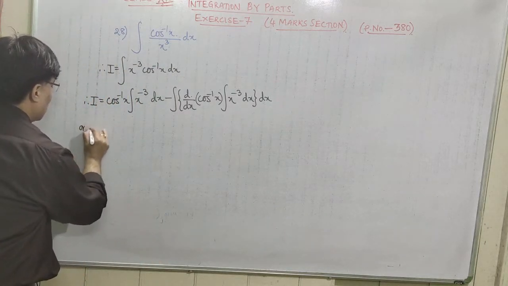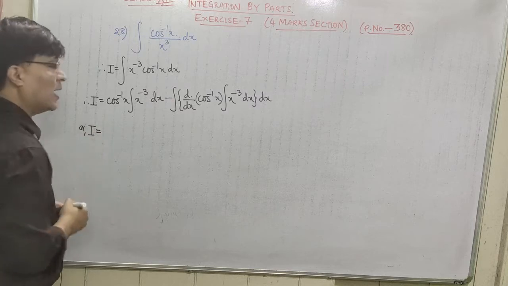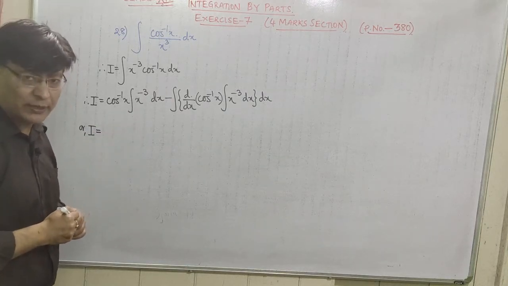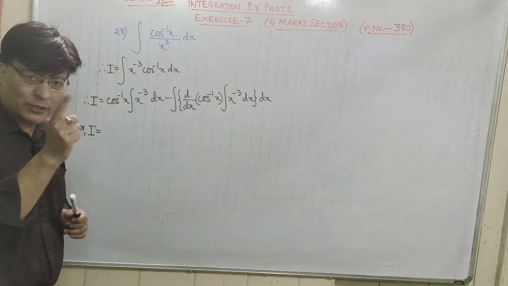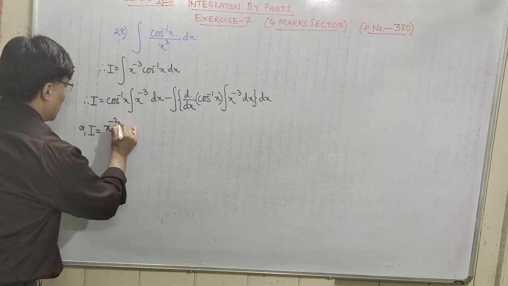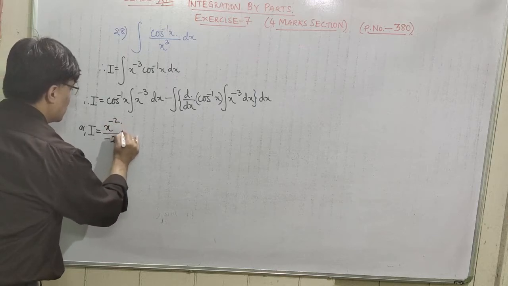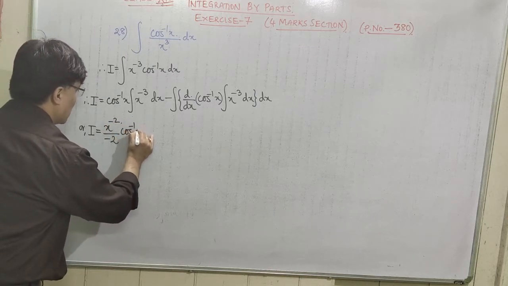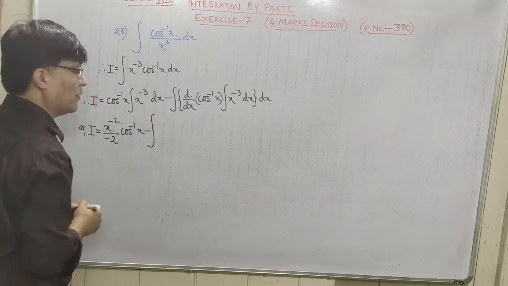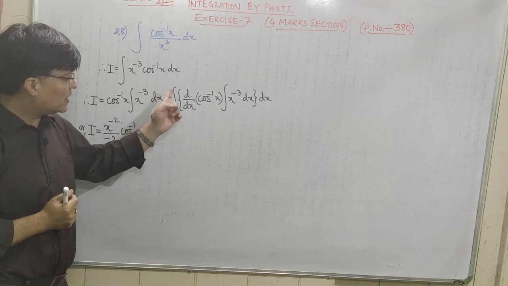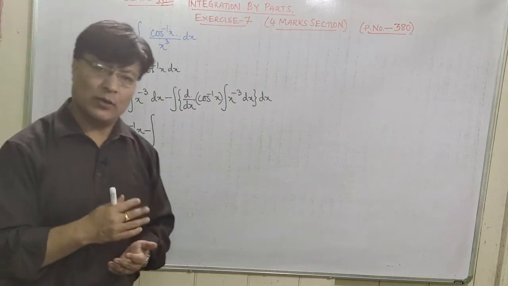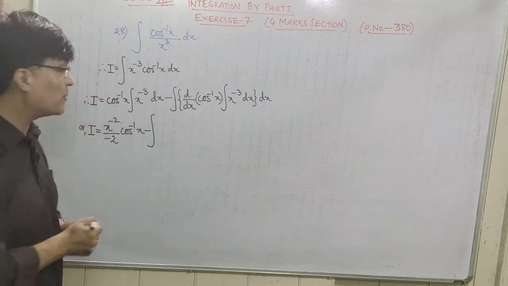Okay. Now let us first integrate. So I is equal to, what is integration of x to the power minus 3? It is x to the power n plus 1 divided by n plus 1. So if you use the formula, you will get x to the power minus 2 divided by minus 2, and this is cos inverse x minus integration of. Now what is d/dx of cos inverse x? You can use the formula. What is the differentiation of cos inverse x with respect to x?